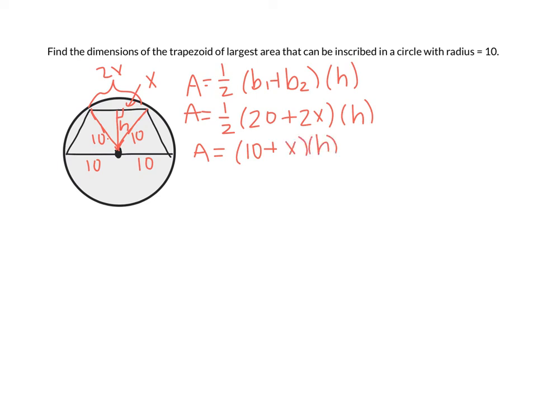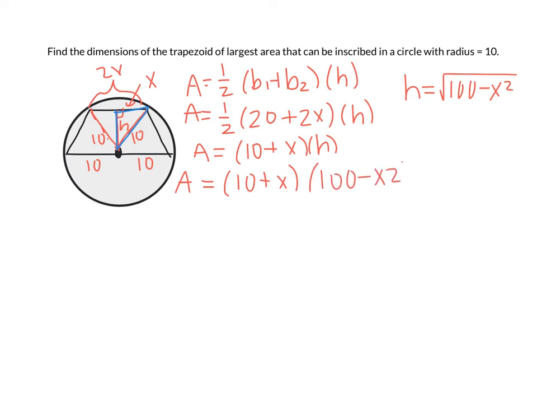And then you can rewrite the height using that little right triangle in there, this one. You can say that the height is equal to the square root of 100 minus x squared, using the Pythagorean theorem. So then basically what you're looking at for your area is (10 plus x) times (100 minus x squared) to the 1/2. And to maximize your area, you want to find the first derivative and set it equal to 0.